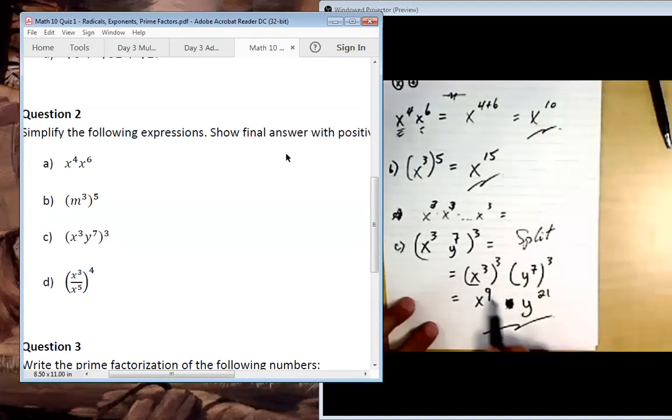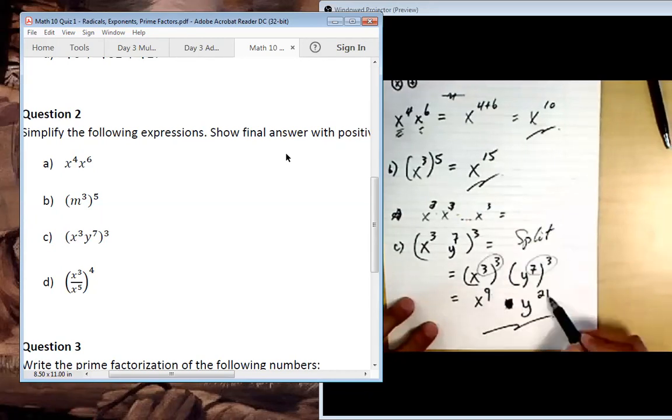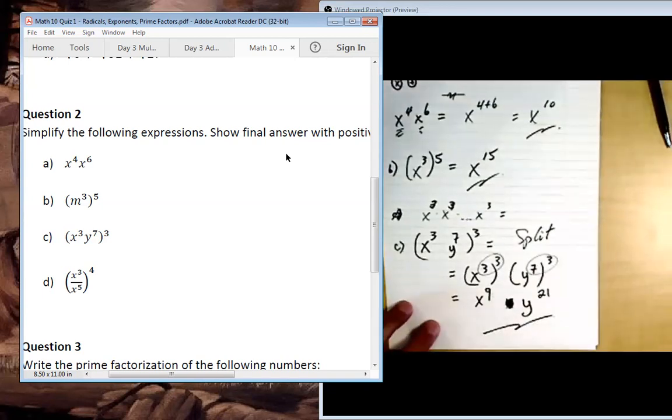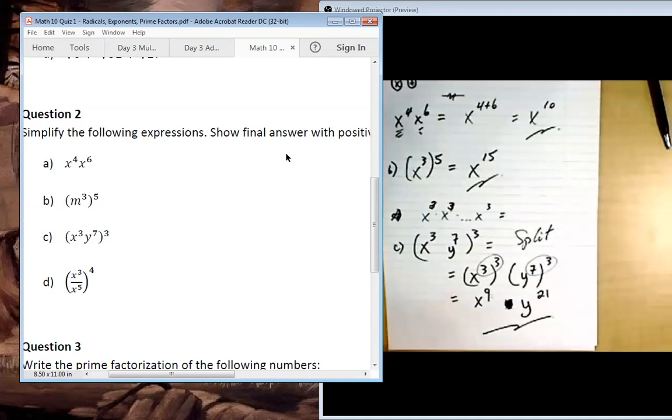So we split them and then multiply together. 9, multiply together. Not 24, as someone got. 21. Without the big blotch, if you don't mind.